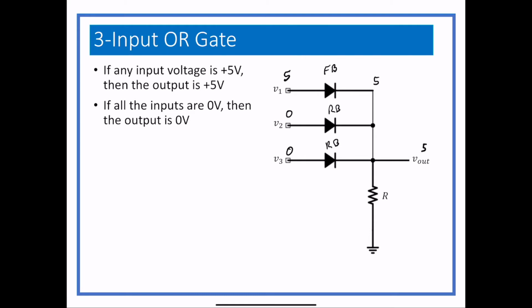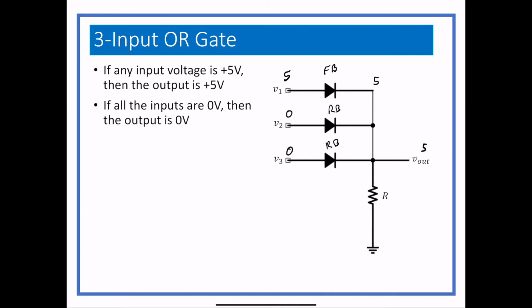The only way to get an output of 0 is to have all the inputs be 0, because then all of the diodes are basically off. Actually, they can all short circuit because there's no voltage at the other end. So either way, that's the only way that you can get an output that is a 0. That's basically how you make an OR gate out of diodes.